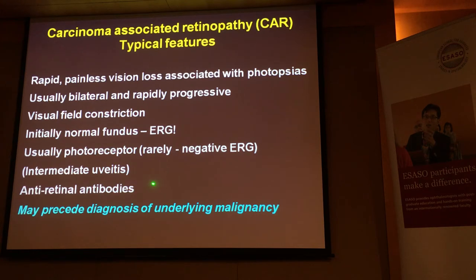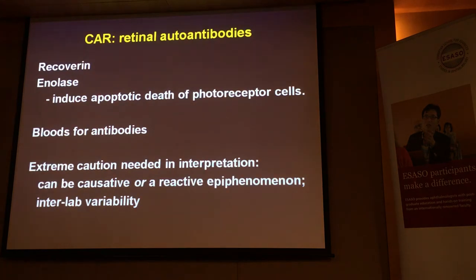Anti-retinal antibodies, about that in a second. Importantly, it may precede the diagnosis of the underlying disease. If you do anti-retinal antibodies, the two most common that you will find are anti-recoverin and anti-enolase, both of which induce apoptosis. Enolase, particularly cone, recoverin with cone and rod.